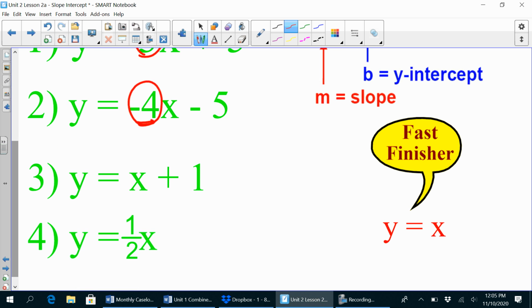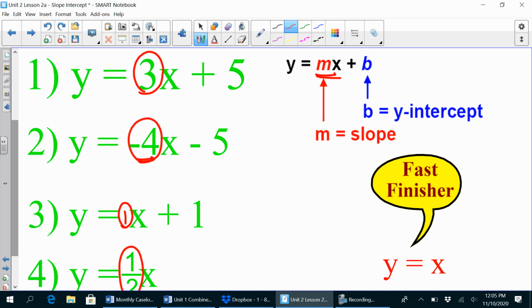Let's look at number 3. Here I don't see a number in front of the x. It's assumed to be a 1, so that would be my slope. Just the 1. And in example number 4, the half would be my slope. Because if we look at the format, the slope is represented as m, always in front of the x. Now, if we look for our b, which is the y-intercept, it's the number that's by itself.